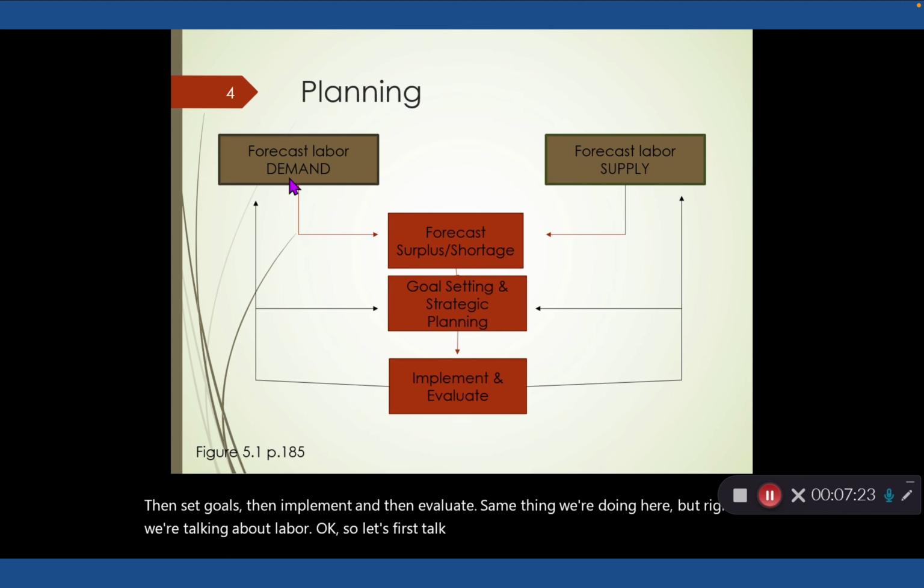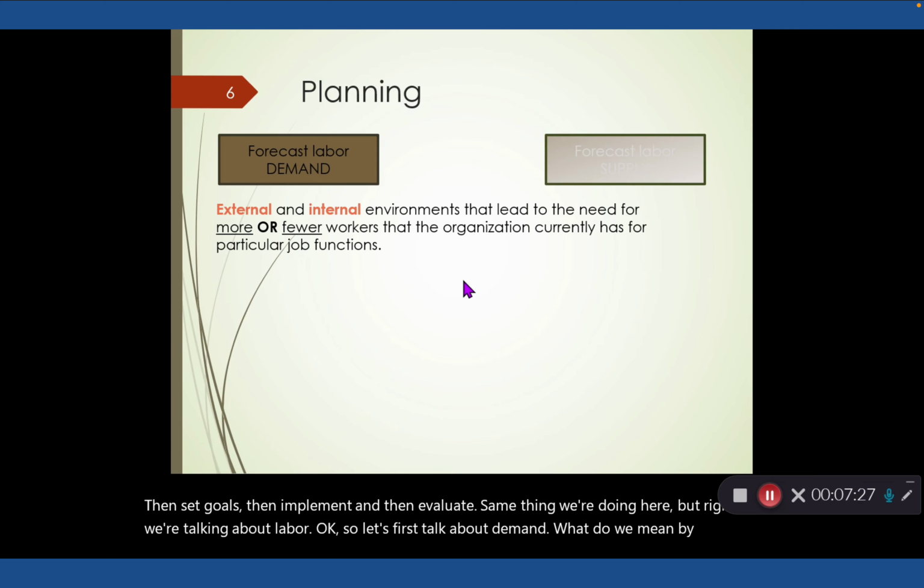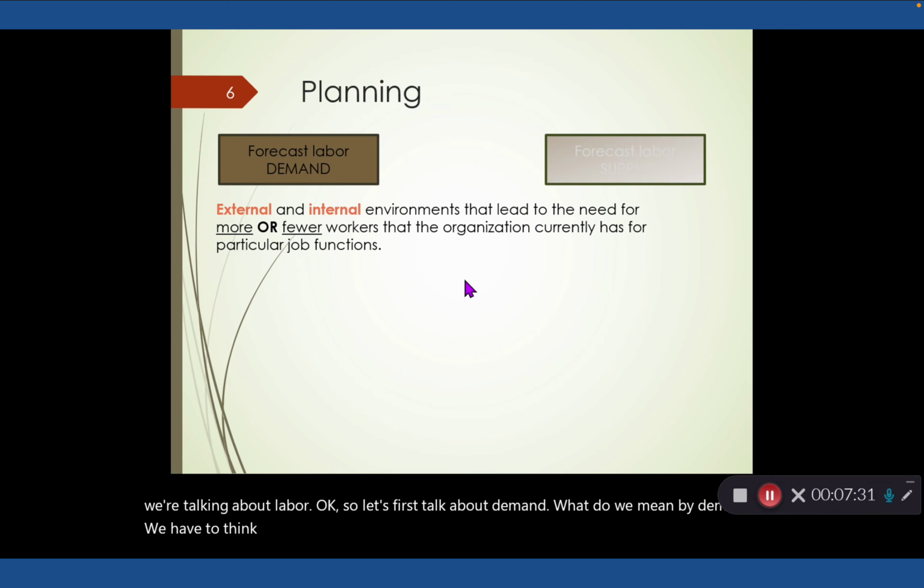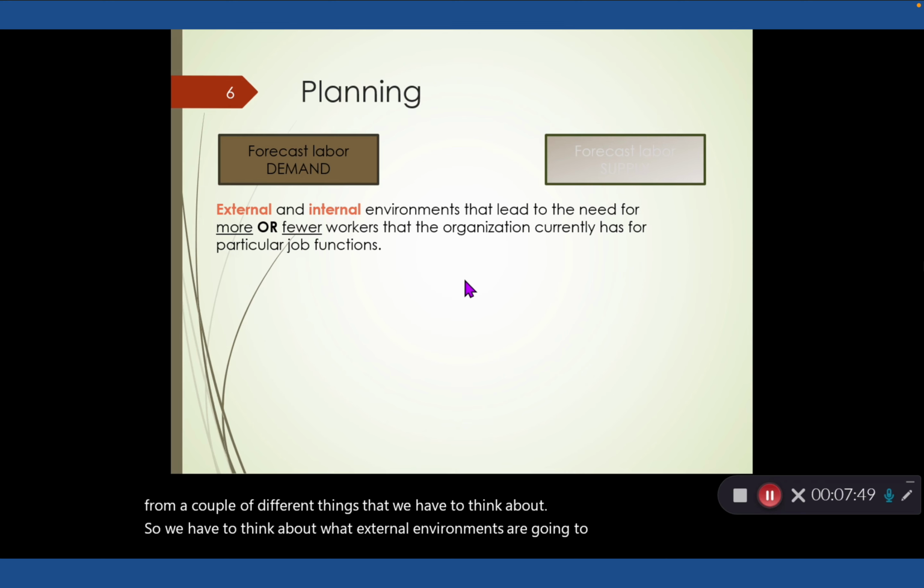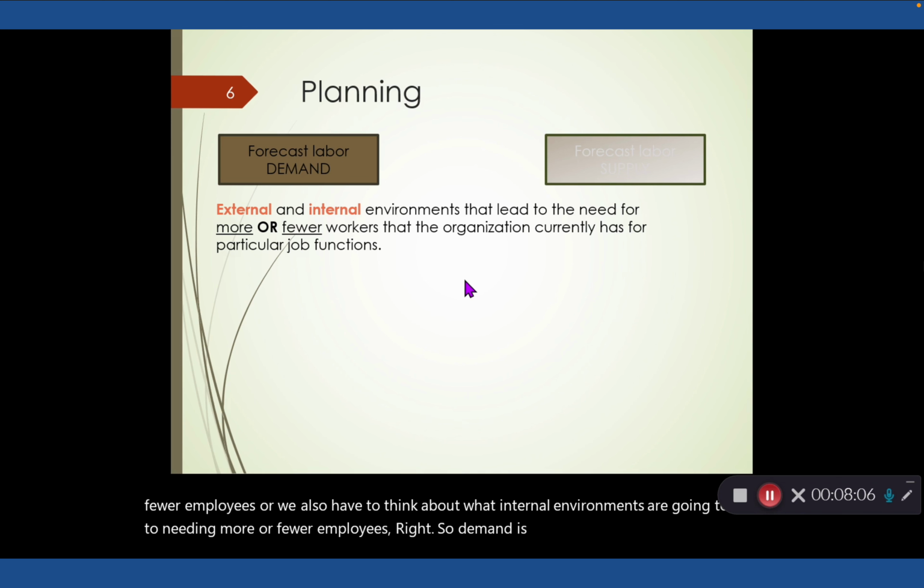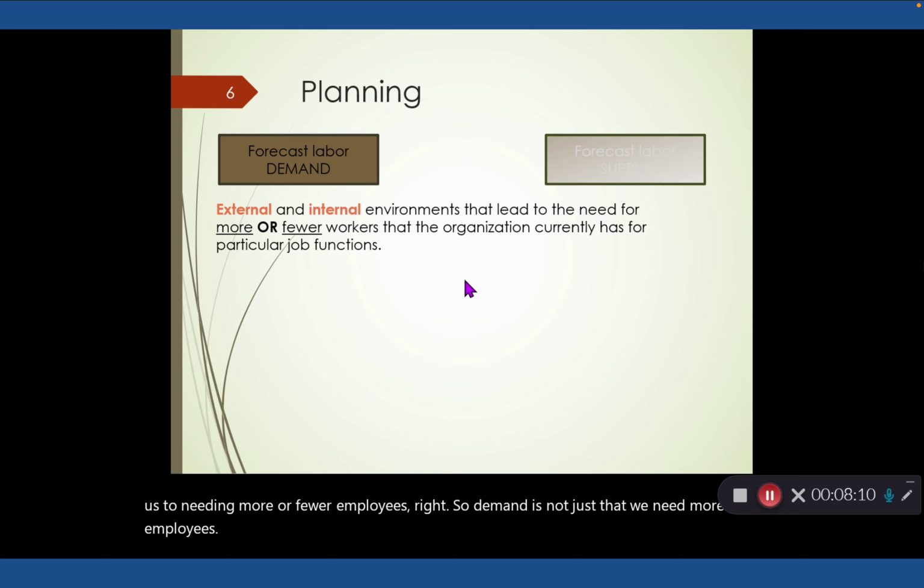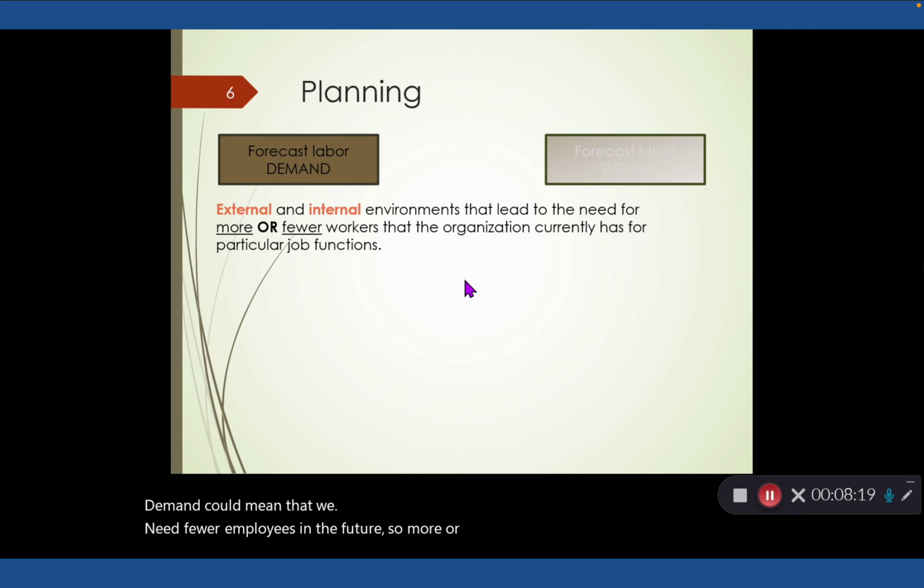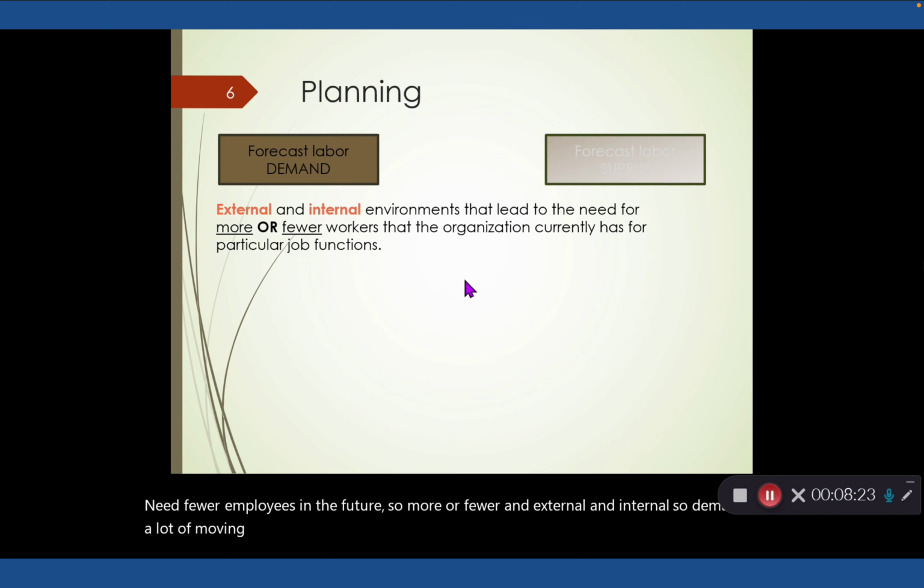Okay, so let's first talk about demand. What we mean by demand is we have to think about how many employees we think we will need. And that comes from a couple of different things that we have to think about. We have to think about what external environments are going to lead to us needing more or fewer employees, or what internal environments are going to lead us to needing more or fewer employees, right? So demand is not just that we need more employees. Demand could mean that we need fewer employees in the future. So more or fewer, and external and internal. So demand has a lot of moving components that we have to be thinking about.